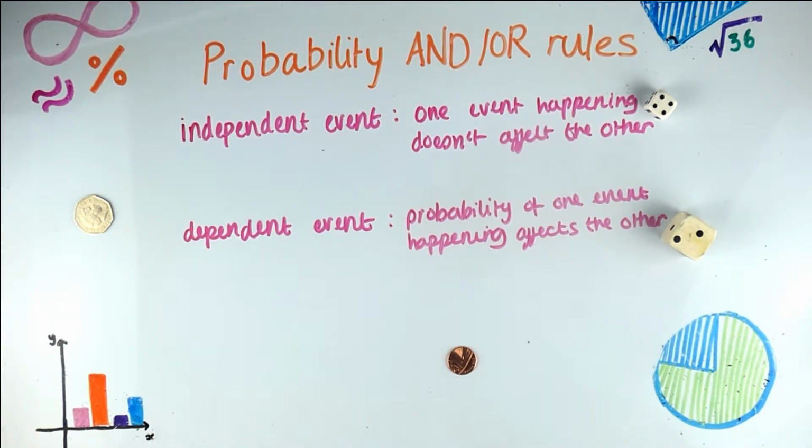So each throw is independent of the last throw. Me throwing a 2 at first didn't actually affect what I was going to get the next time. It doesn't mean I can't get a 2. The probability of getting a 2 is still exactly the same. So I hope that's okay.